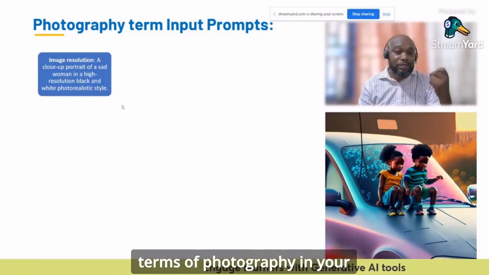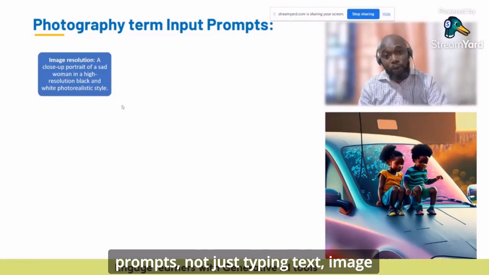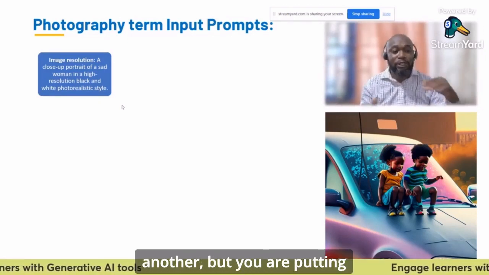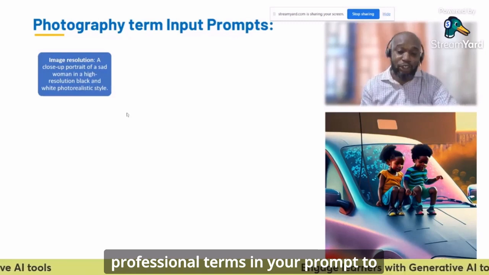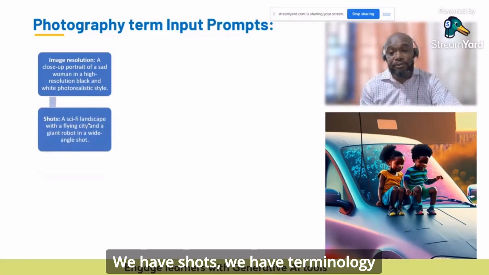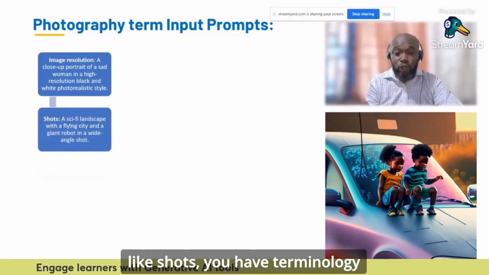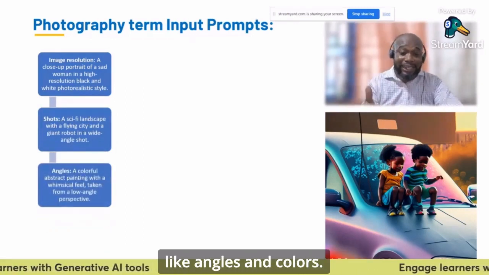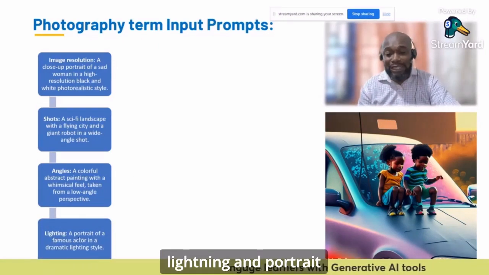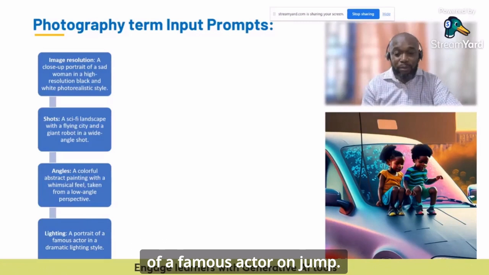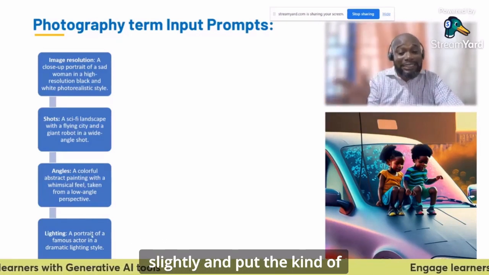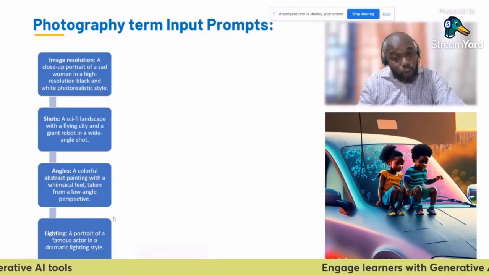So this is a new idea, that you are not just typing prompts like an image of a car or a house, but you are putting professional photography terms in your prompt to make your image superior. You have shots, angles and colors, and lighting, like a portrait of a famous actor. You can type in a prompt and put the kind of lighting style you want.